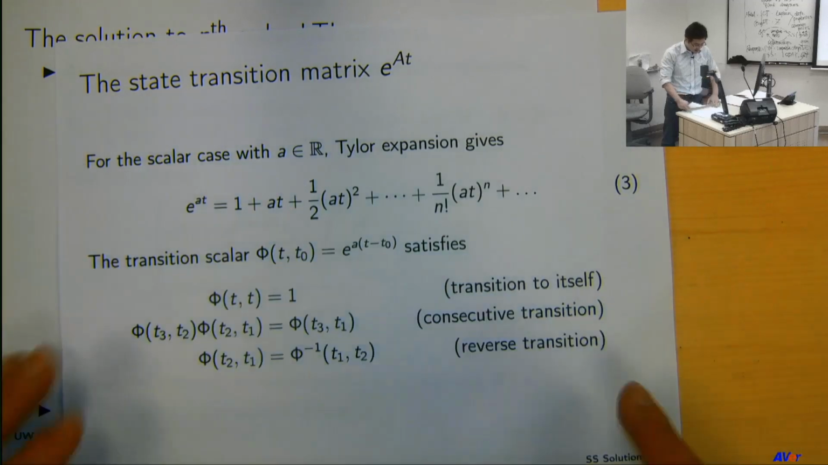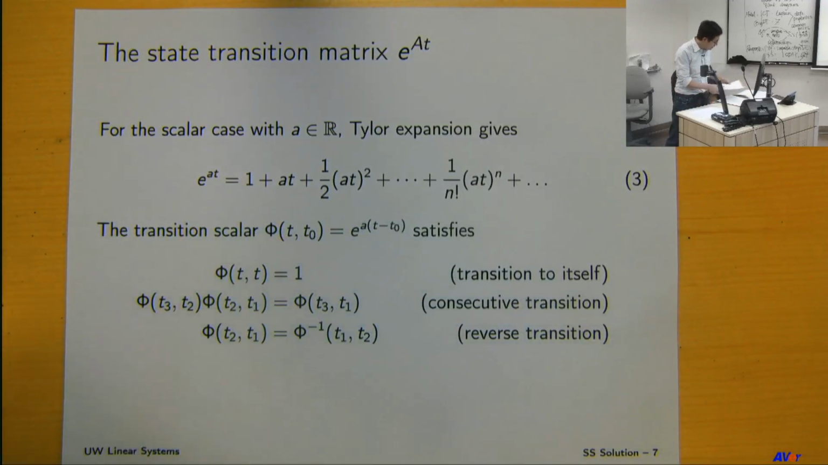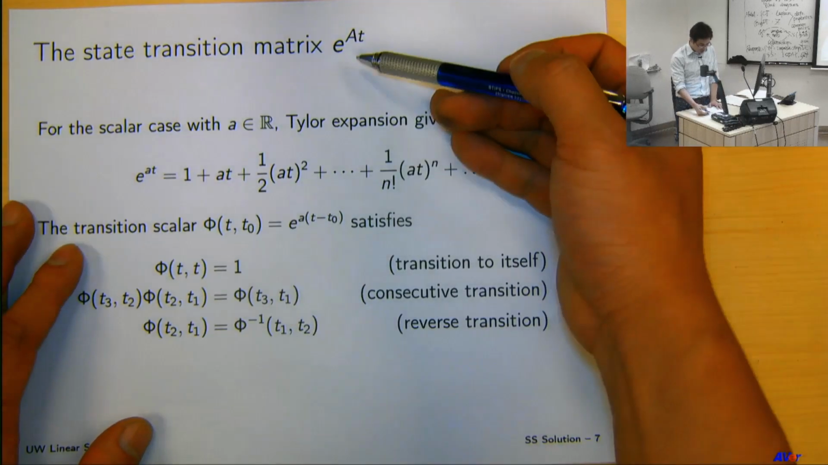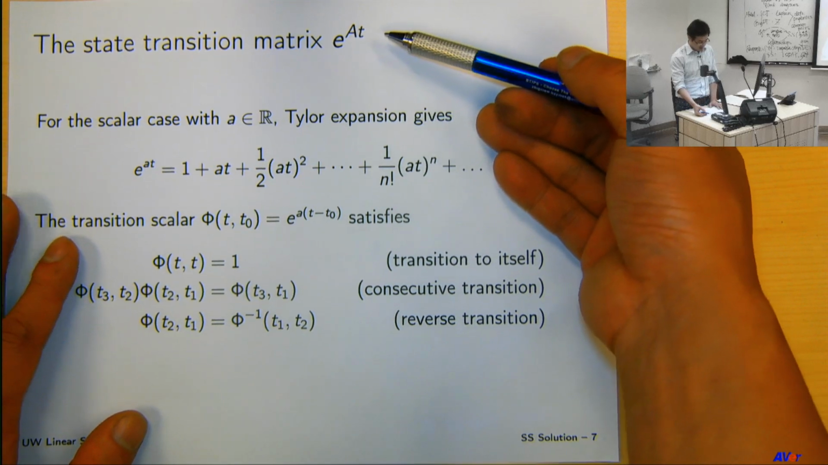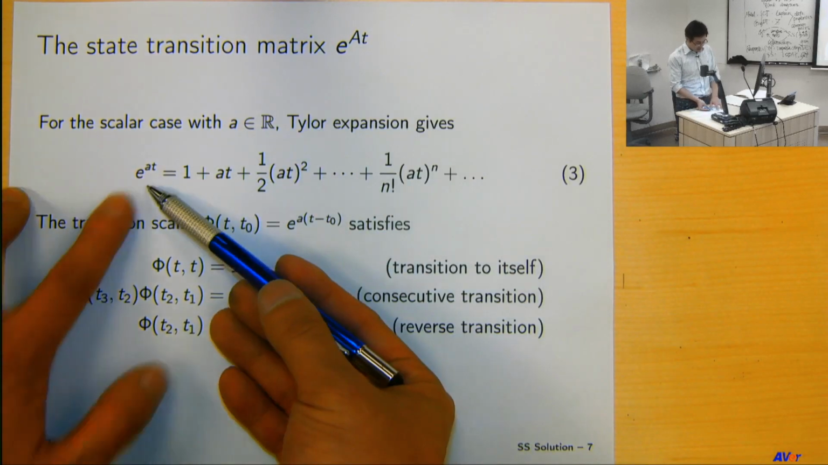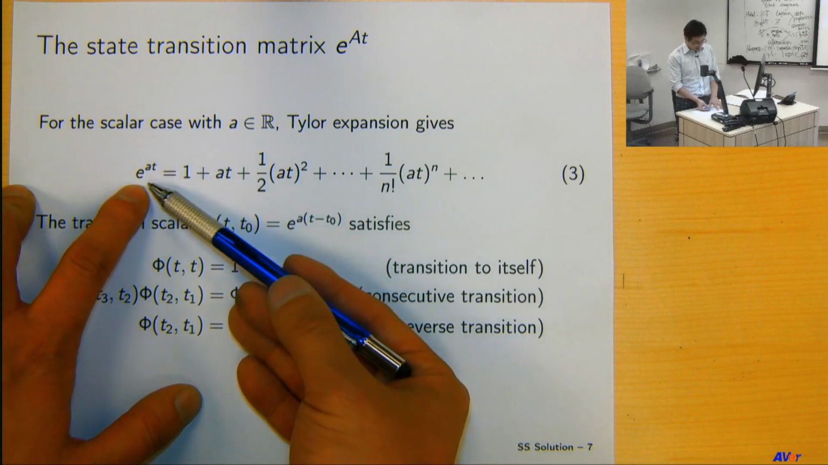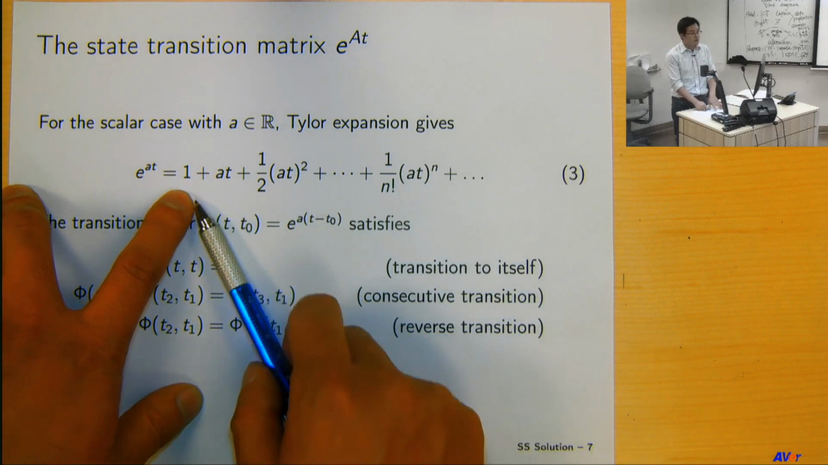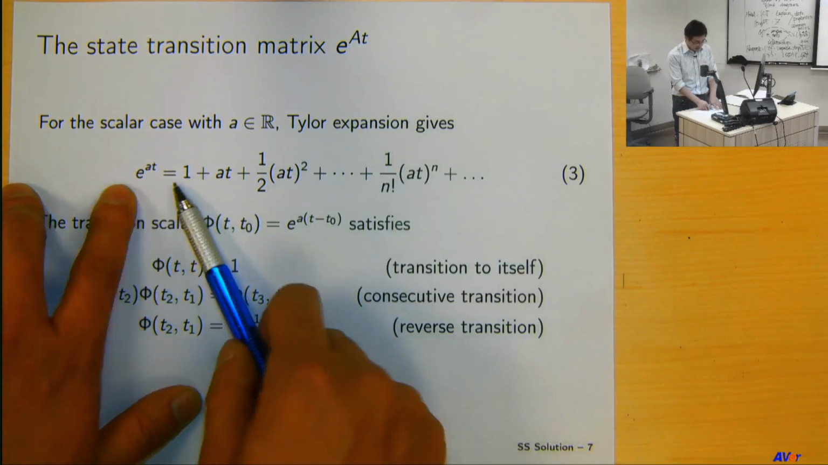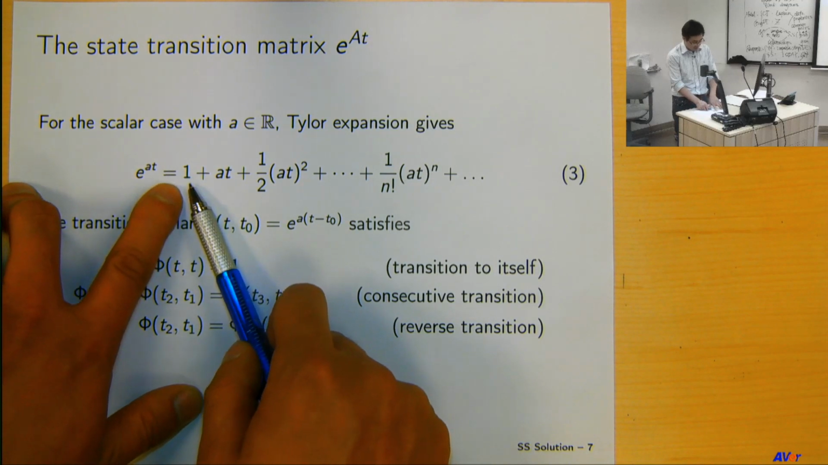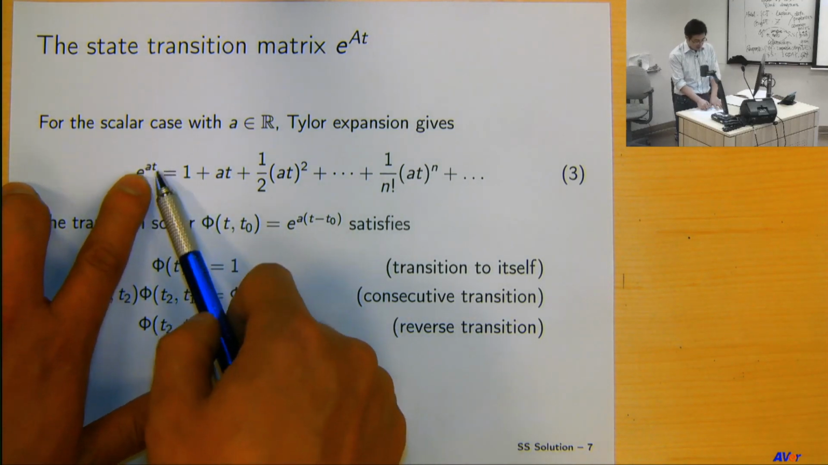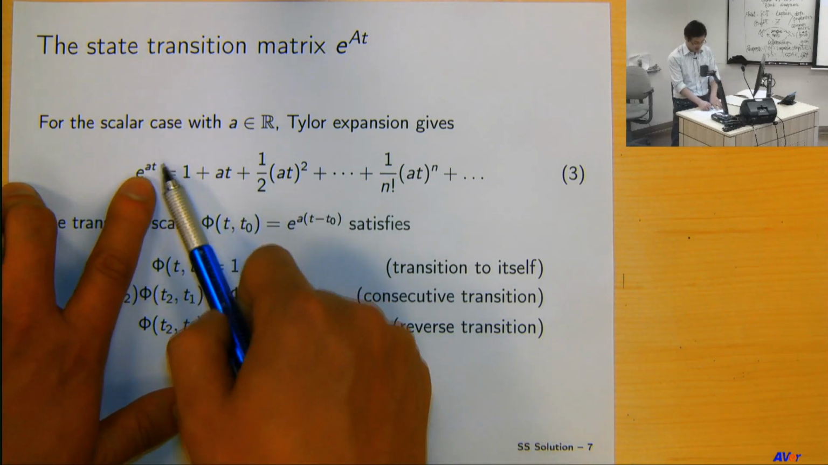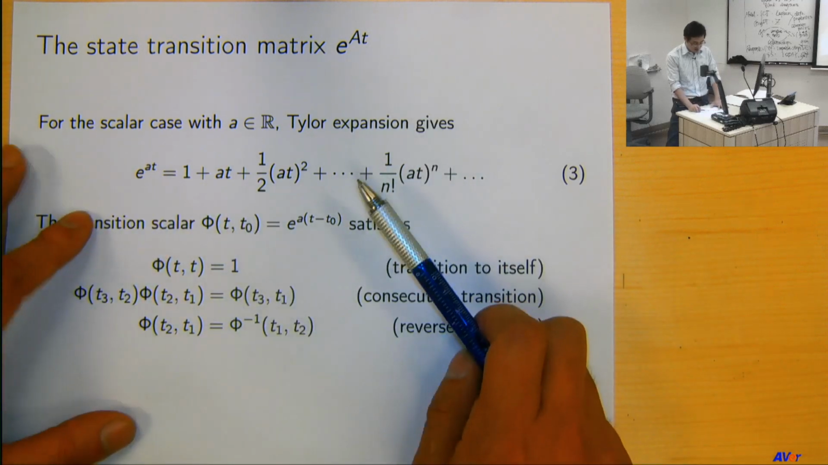In the scalar case, let's revisit the scalar case. The way e to the AT is defined comes from the original property of the exponential function in the scalar case. The exponential function of a scalar is actually a summation of infinite terms. From the Taylor expansion, the exponential function equals 1 plus AT plus half of AT squared plus higher order terms in AT. This is from the Taylor expansion.